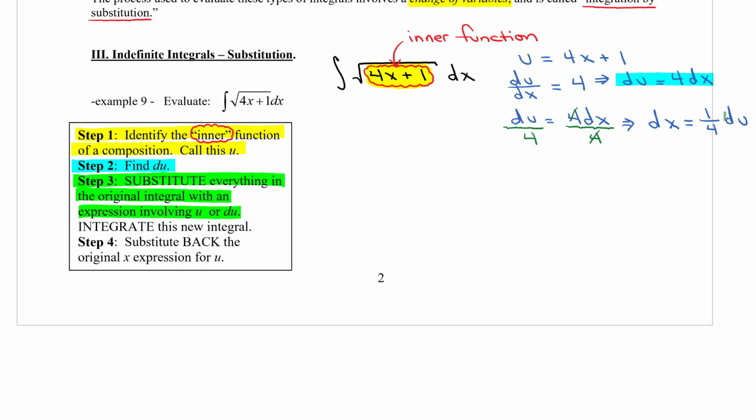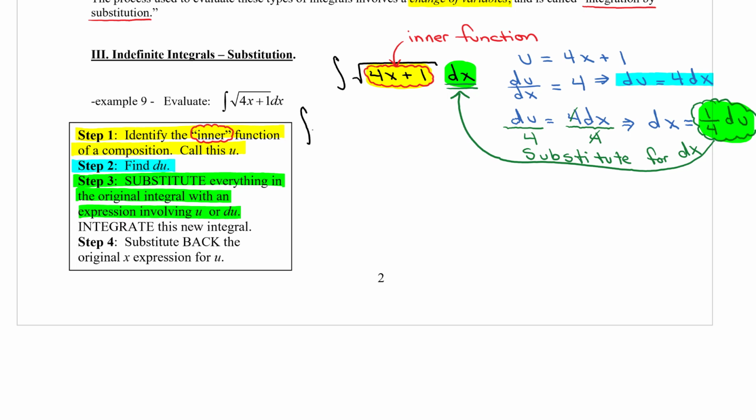So I have underlined the dx in the integral. I have drawn a cloud around the 1/4 du, which I'm going to substitute in place of dx. And I'm writing down the words substitute for dx with an arrow pointing towards the dx, right? I've highlighted the dx in green, and I've also highlighted the 1/4 du in green to see exactly what is going to be substituted in place of dx. So before I replace everything in terms of u and du, I want to rewrite my integral so that I have an exponent written in place of that square root.